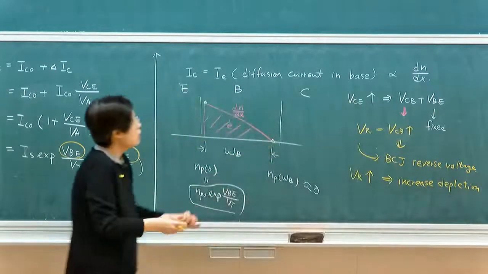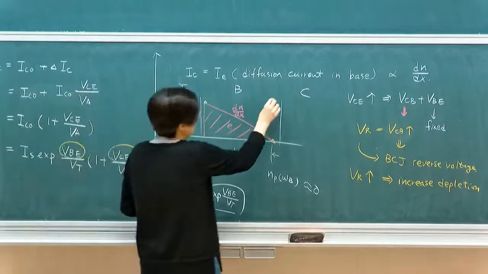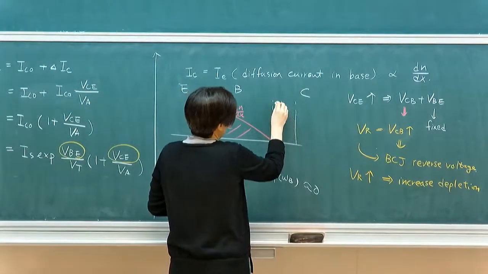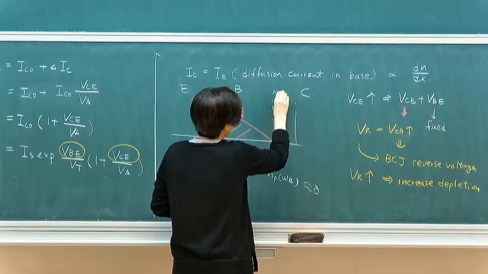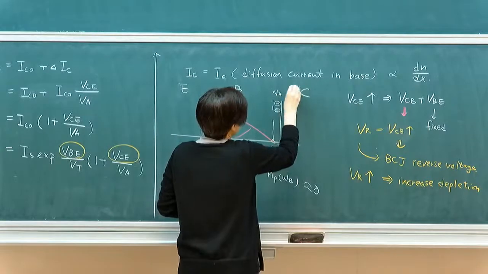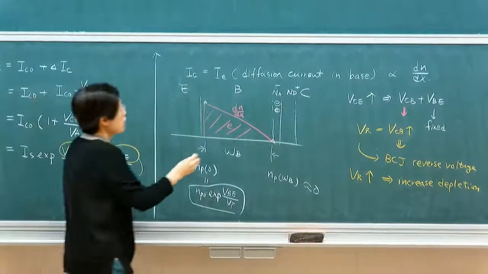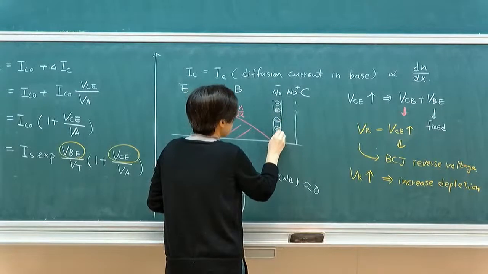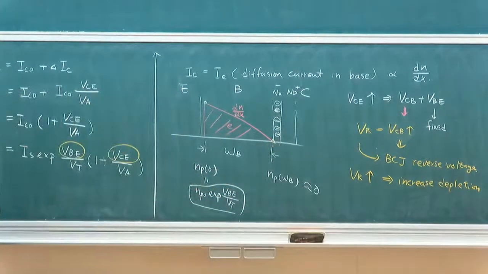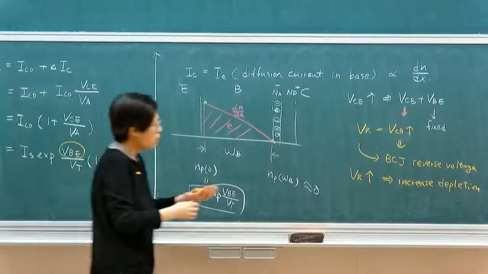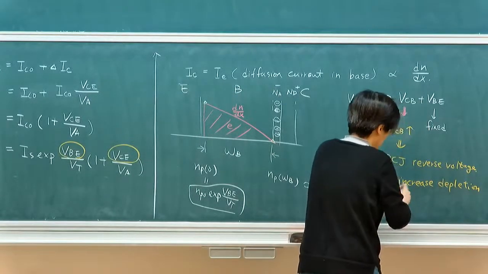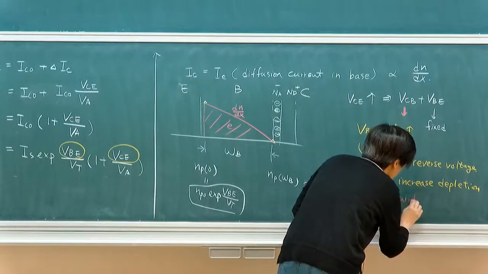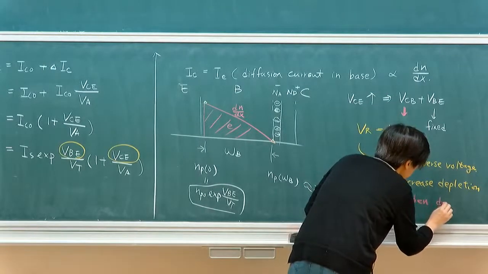Remember the triangle, there's a depletion here. So I have depletion, right? This is NA, this is ND. I have ND plus NA minus, right? So if I'm increasing this reverse bias PN junction, what do you expect? The depletion region will grow. Okay, so depletion will widen. So the keyword is that it's going to increase, so widen depletion.